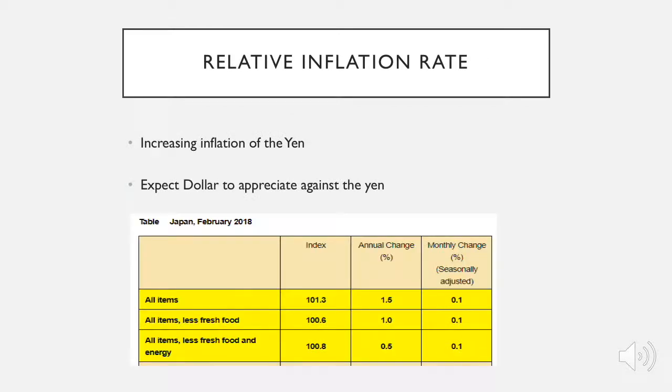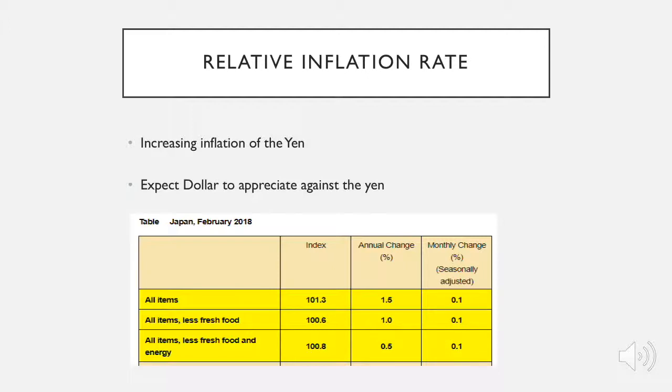Next, we will look at relative inflation rates. So far in 2018, the dollar has depreciated against the Japanese yen. This makes sense as inflation rates in the US have been significantly higher than that of Japan's. This can be seen in the most recent consumer price indexes released by the Ministry of Internal Affairs and Communications.